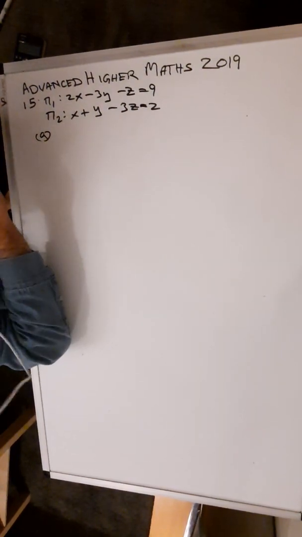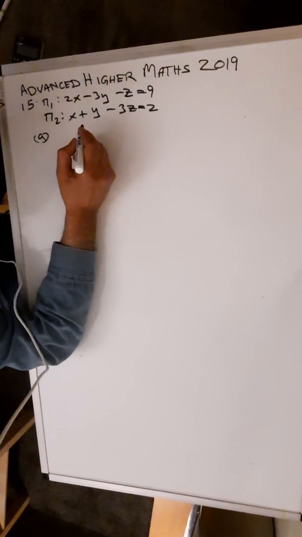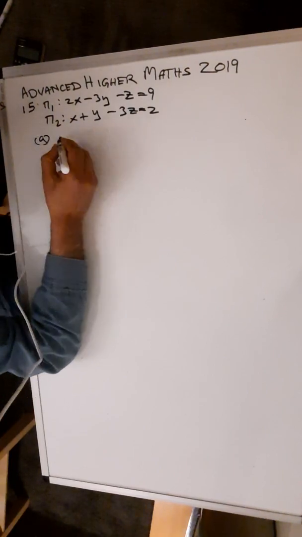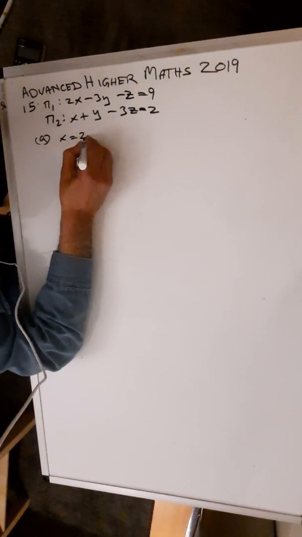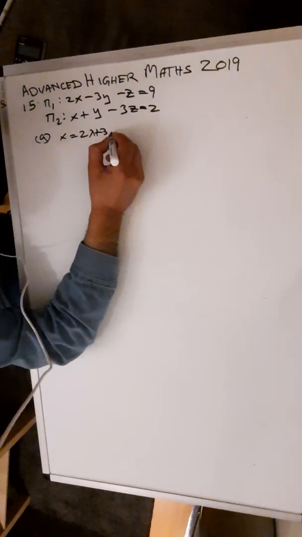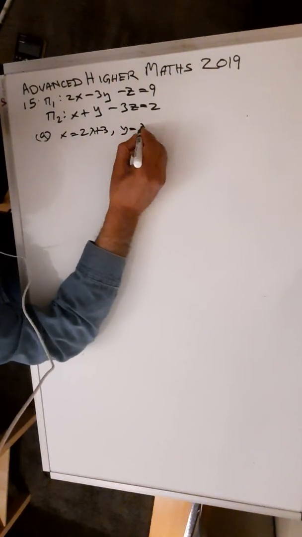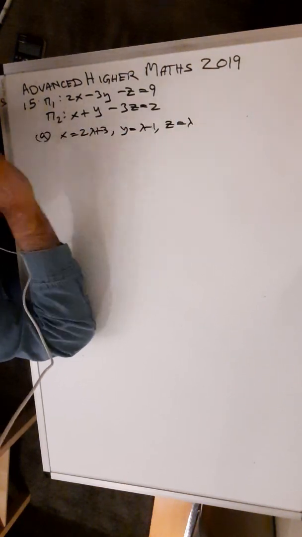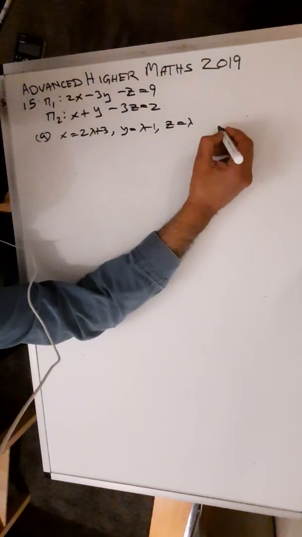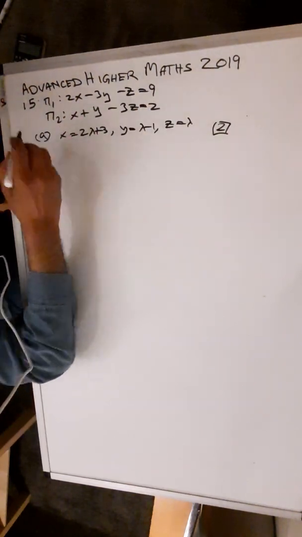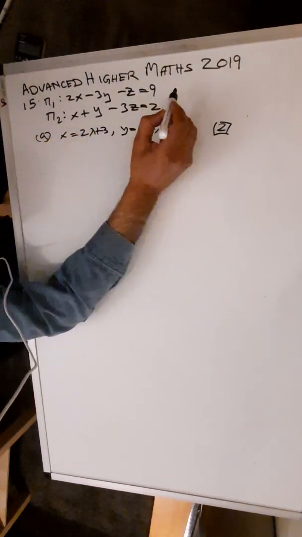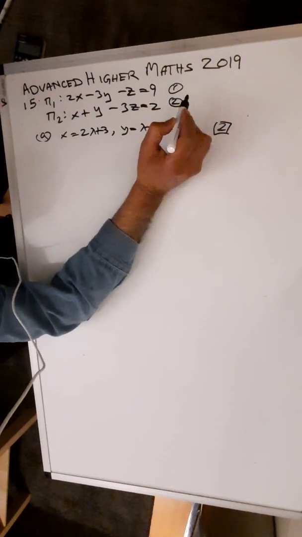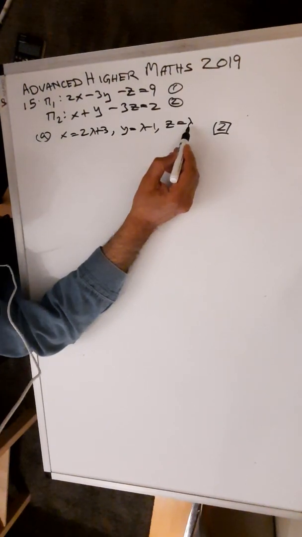Part A. Verify that the line of intersection L1 of these two planes has parametric equations x equals 2 lambda plus 3, y equals lambda minus 1, z equals lambda. This is for 2 marks. You can look at these as two simultaneous equations, and as you can see, the floating variable is lambda.